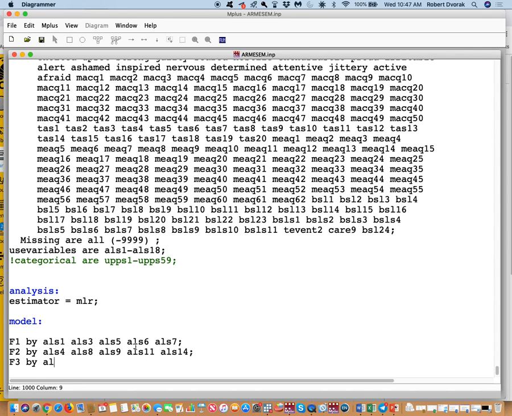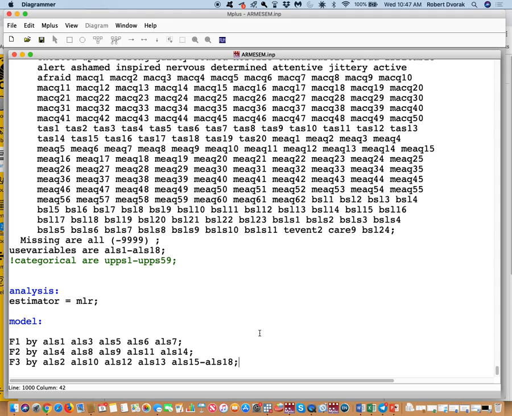F3. 2, 10, 12, 13, 15 through 18. Could you do it, just out of curiosity, could you do ALS 15 through ALS 18, or you have to take each one out? Yeah, you can do that, as long as they're in that order up here, you can.